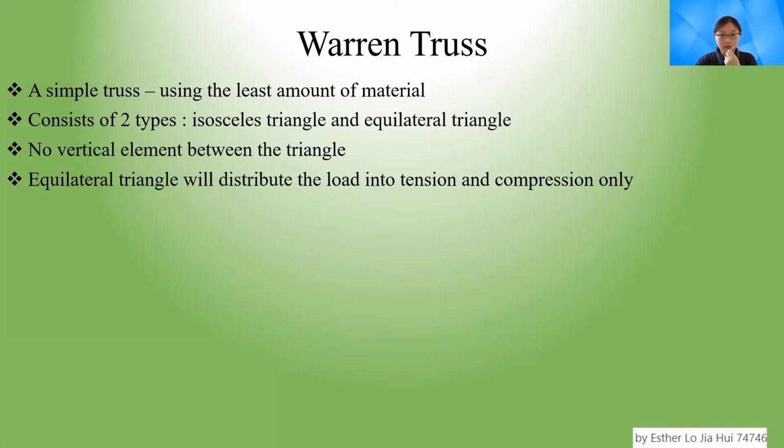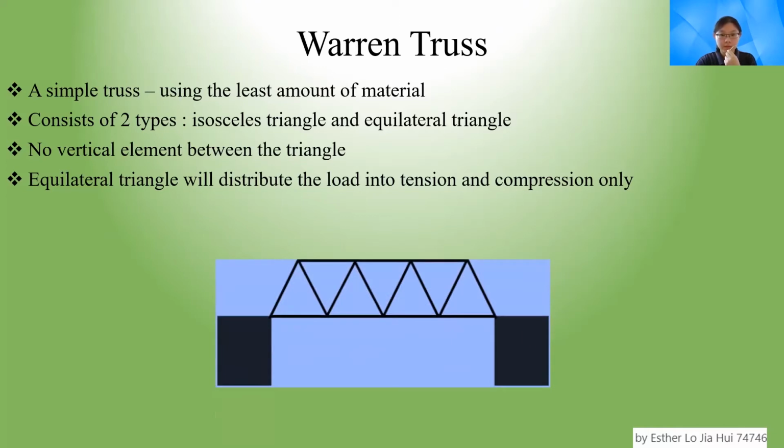It is a simple truss, therefore the cost of construction in real life is lower than other truss designs. The equilateral triangle will distribute the load into tension and compression only. There is no zero force member. This is a sample of the wooden truss.